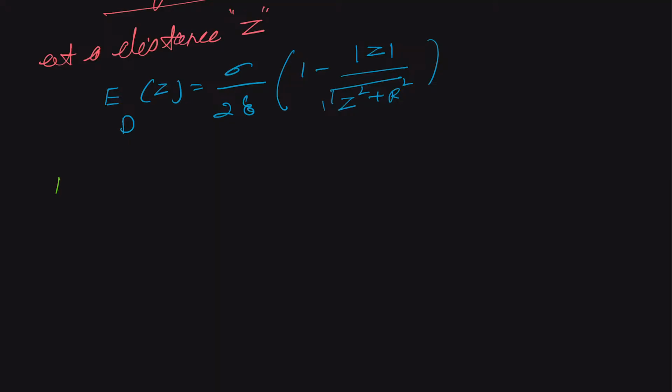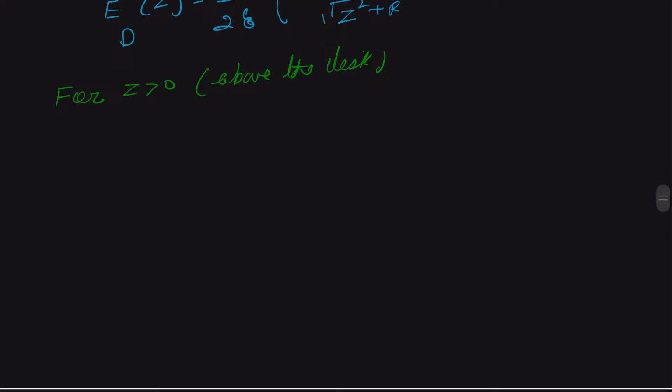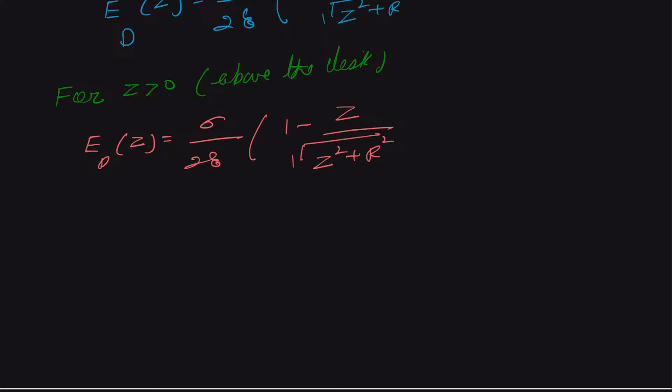So we can say for z greater than 0, that is above the disk, we can write that the electric field due to the disk at point z will be equal to the same formula. Now we just remove the modulus part: sigma upon 2 epsilon naught times 1 minus z divided by the square root of z square plus r square.